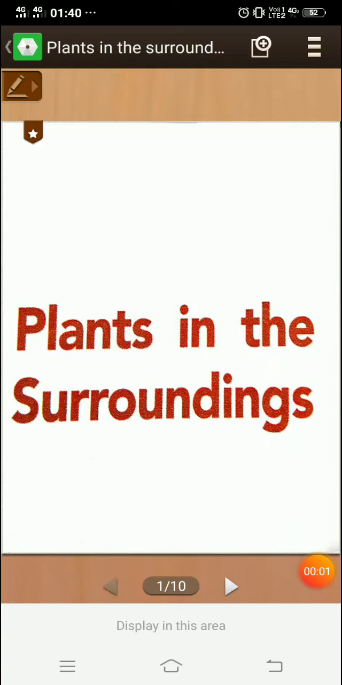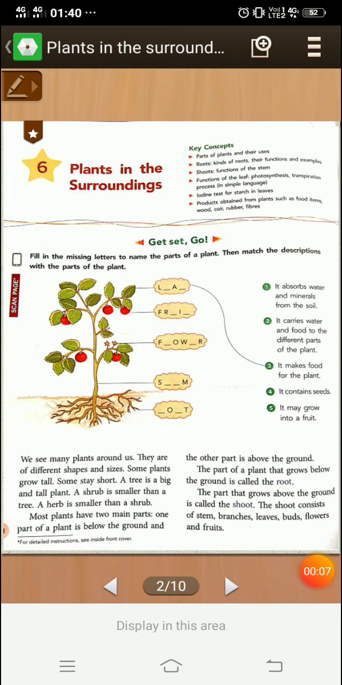Hello students. Today we are going to start our second chapter in science, plants in the surrounding. We see many plants around us and they are of different shapes and sizes. Some plants are tall, some plants are short. A tree is a big and tall plant. A shrub is smaller than a tree, a herb is smaller than a shrub.